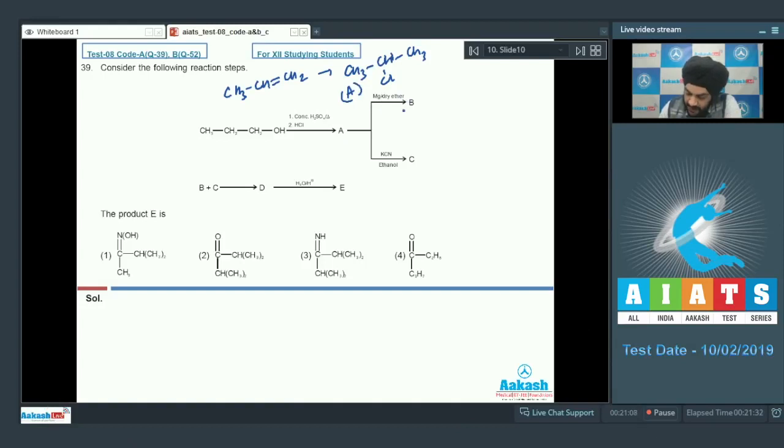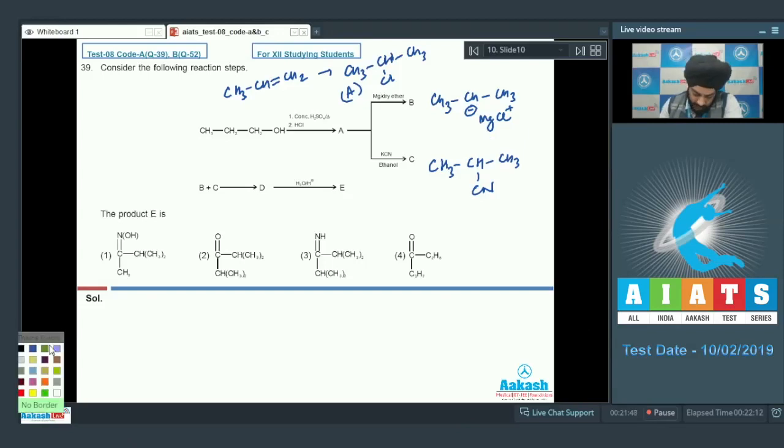Now this 2-chloropropane is first allowed to react with Mg in ether. So it will create a Grignard reagent. In a parallel step, it is allowed to react with KCN in the presence of ethanol. KCN in ethanol will cause SN2 attack on this 2-chloropropane and convert it into a nitrile. So this is C. Now the examiner seems to be interested in the attack of B on C. The Grignard reagent will attack the electrophilic center present at the cyanide functional group, and it will lead to the formation of imine.